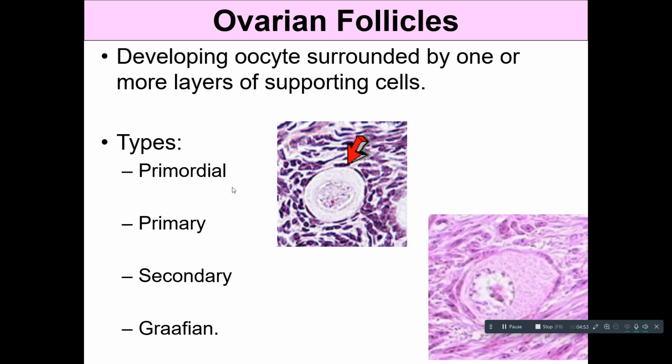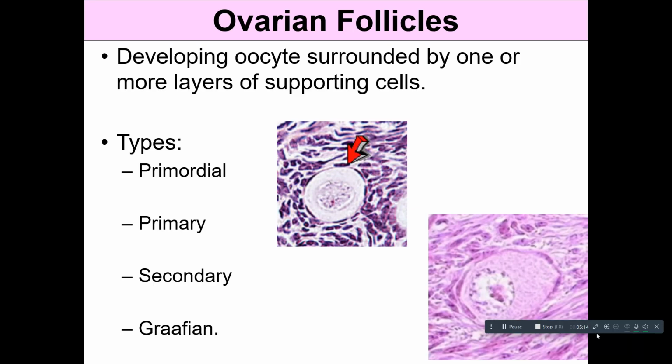Between birth and puberty, most of those primordial follicles are going to die, and then during every menstrual cycle, some primordial follicles begin their journey to become primary, secondary, and Graafian. And of course, as they go along this journey, most of them die along the way.